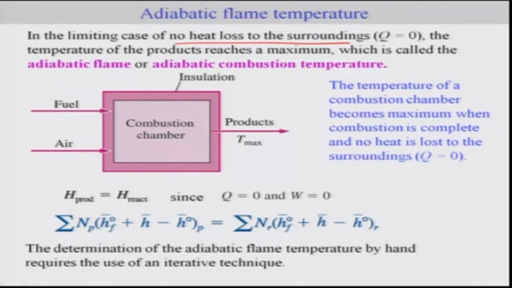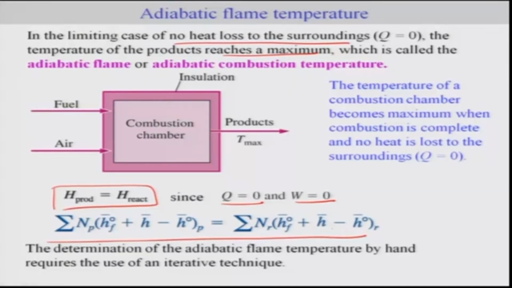The temperature of the product here reaches a specific maximum, and this particular temperature is called the adiabatic flame or adiabatic combustion temperature. You can find this adiabatic combustion temperature by considering Q equal to 0, with insulation on the combustion chamber, and of course no work interaction, and thus H product is equal to H reactant. That means you can write this expression in this form. Then you can determine the adiabatic flame temperature. The temperature of the product keeps changing, so that becomes a variable, and one can iterate such that the left hand side has the same value as the right hand side. So one can do an iterative analysis to come up with the value of the adiabatic flame temperature.